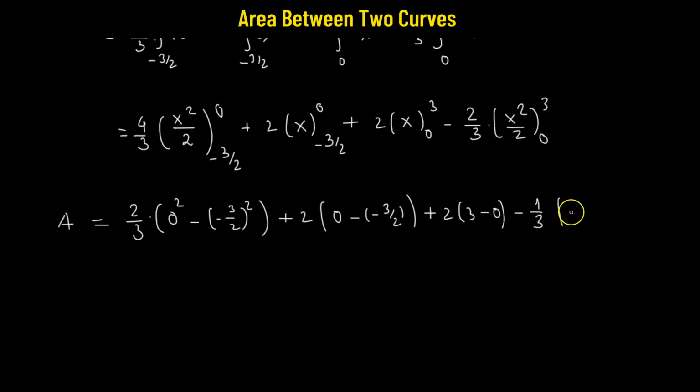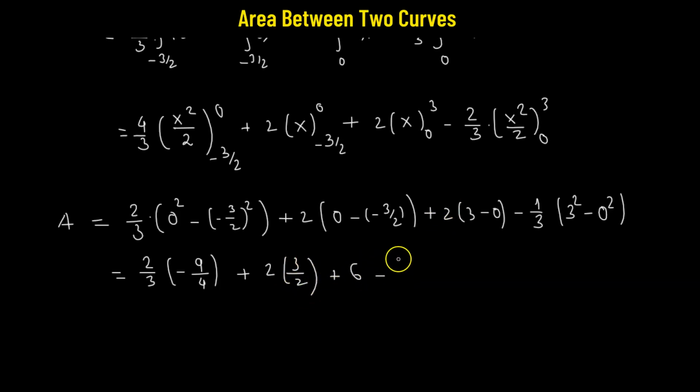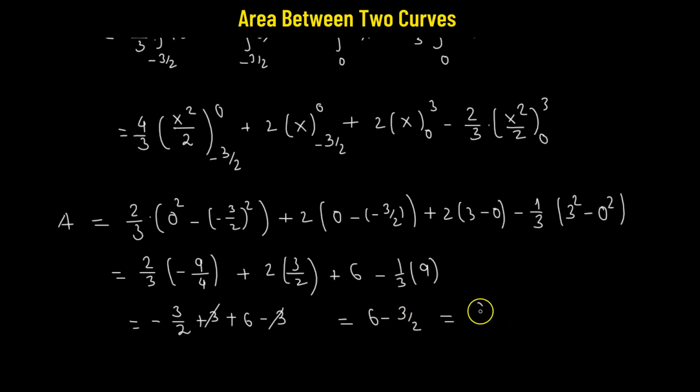So we have negative 1/3 x squared. So this will be 3 squared minus 0 squared, which will give us 2/3 multiplied by negative 3 squared, which is 9 over 4, plus 2 times 3 over 2, plus 2 times 3 is 6, minus 1/3 of 3 squared, which is 9. So this gives us negative 3 over 2 plus 3 plus 6 minus 3. So this 3 and this 3 go away. So we are left with 6 minus 3 over 2. So this will be 9 over 2 square units.